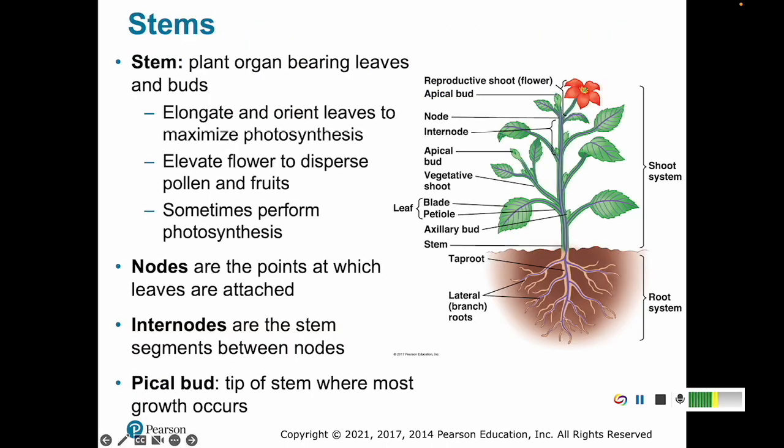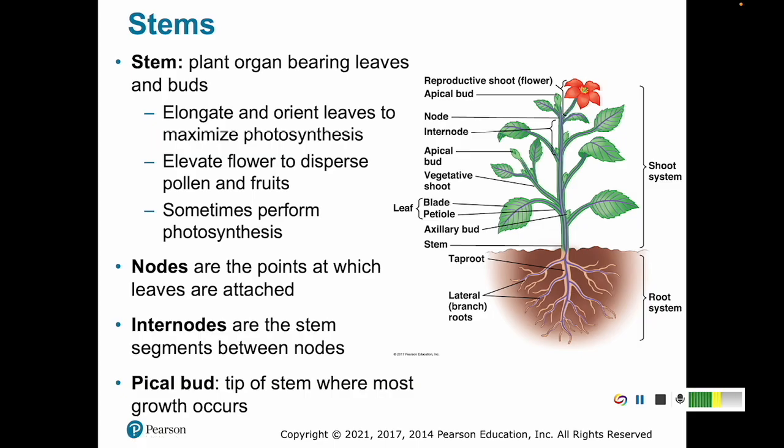Okay, next we have the shoot system. So let's start with the stem. The stem is the organ that is going to bear leaves and buds. One of the big things that it does is it brings the leaves up to where they can access sunlight for photosynthesis. And sometimes the stem can do photosynthesis, but mainly that occurs in the leaves. The stem also helps bring up the flowers to make it easier for pollen and fruit to be dispersed.